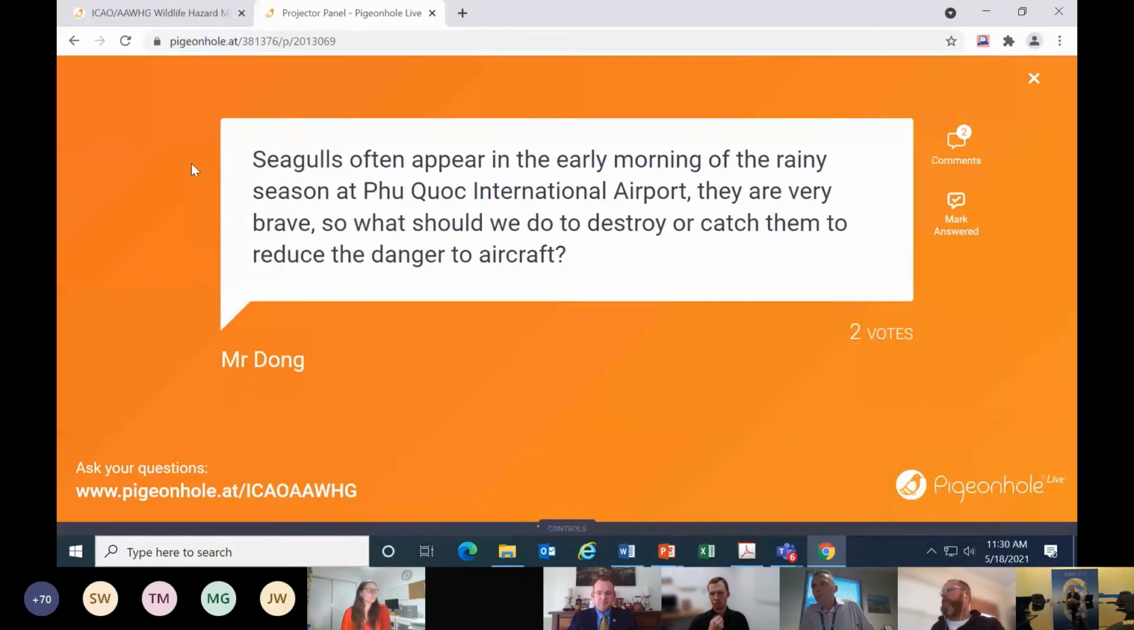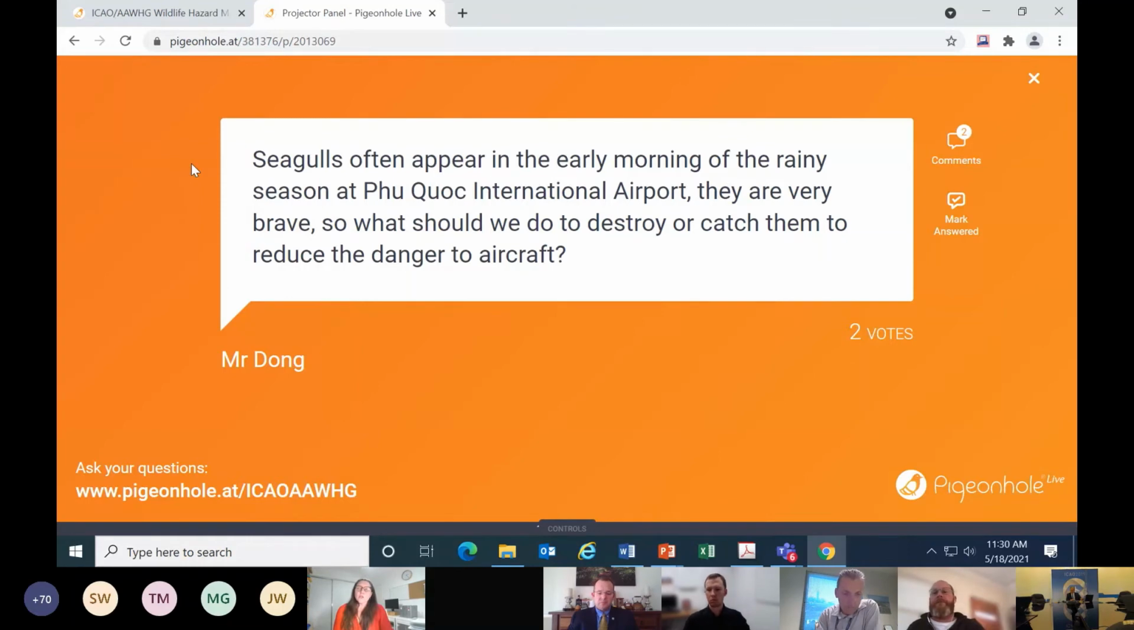Next question from Mr. Dong. Seagulls often appear in the early morning of the rainy seasons at Phu Quoc International Airport. They are very brave. So what should we do to destroy or catch them to reduce the danger to aircraft? So who would like to answer these questions? I can start off addressing that one.